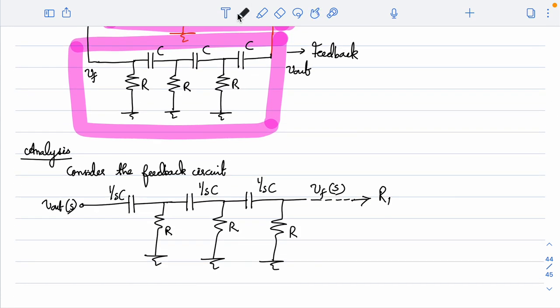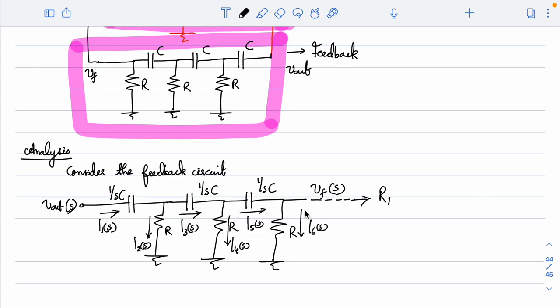So this is how we write. Now current flowing through this capacitor, let me call it as, say, I1. Current is I1, and I am writing that also as a function of S. Now current flowing through this resistance, I call it as I2 of S. Now the current flowing through this capacitor, I call it as I3, and this I write as I4, and this I write as I5, this as I6.